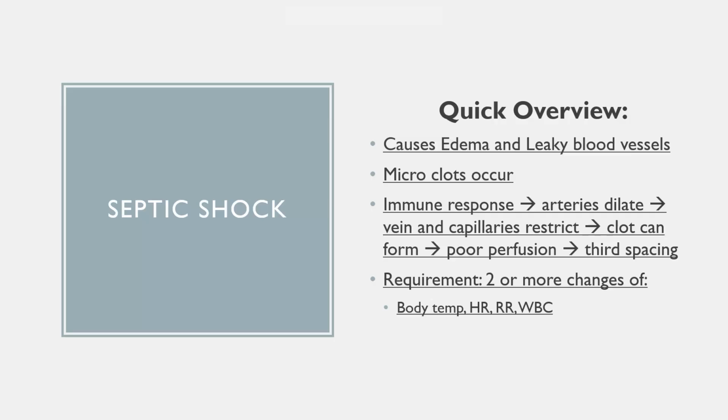Now, remember your SIRS alert, your septic shock alert. You have 2 or more changes in body temp, heart rate, respiratory rate, white blood cells. Pick any of those 2, and if they're irregular, it's going to send off a SIRS alert, hopefully.